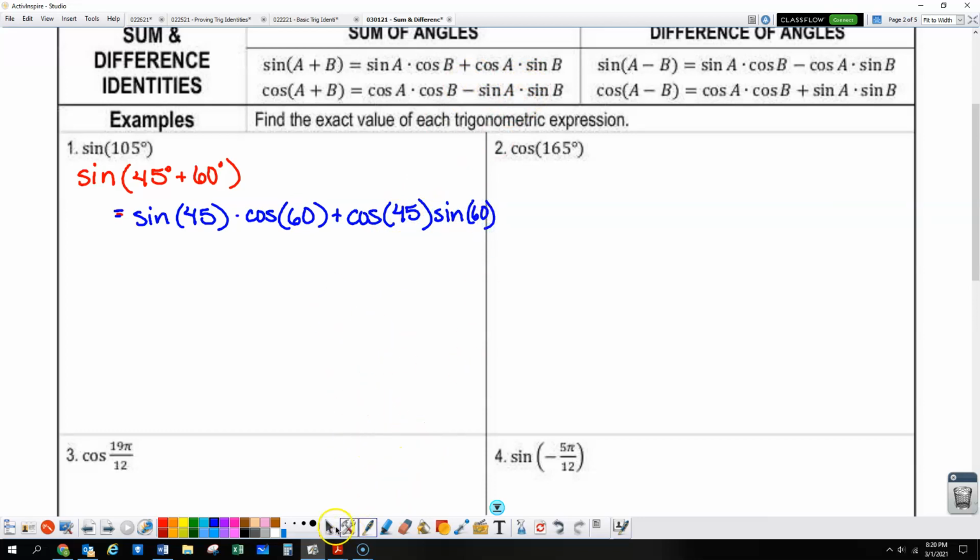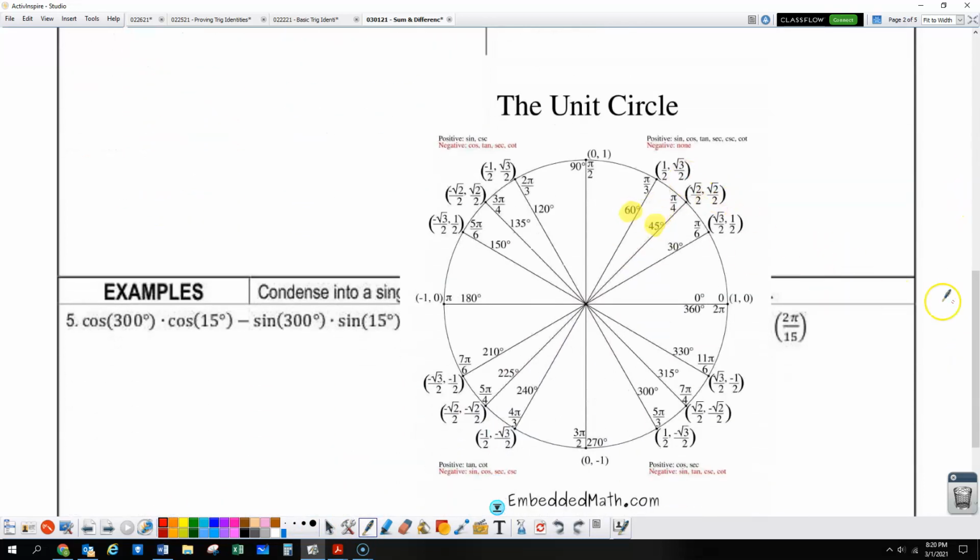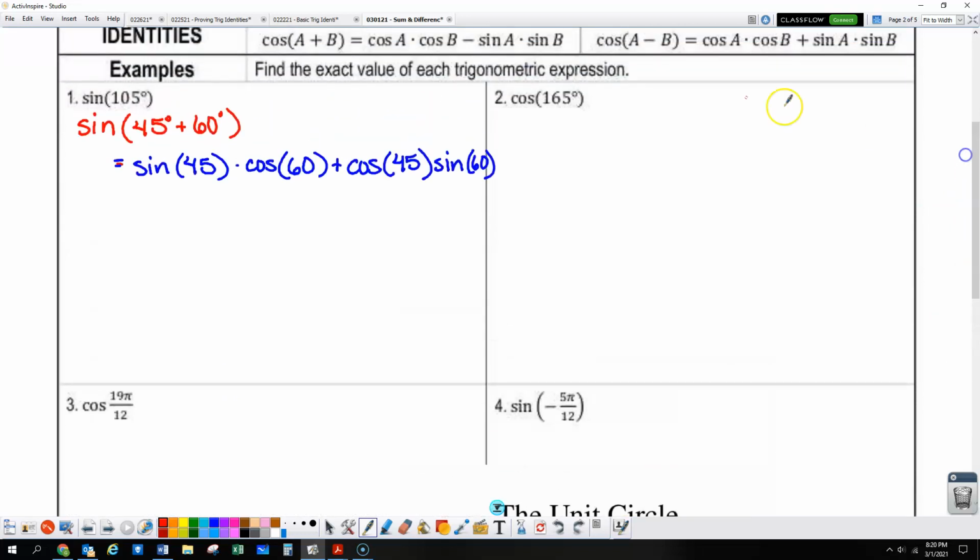And so what you're going to do here is actually evaluate these, right? Sine of 45, that is the y value, so square root of 2 over 2. Cosine of 60 is going to be 1/2, that is your x value, plus cosine of 45, that is square root of 2 over 2, and sine of 60, that is the y value, so that would be square root of 3 over 2.